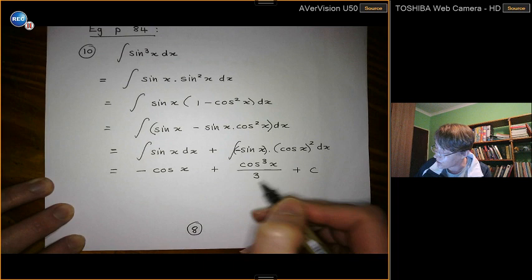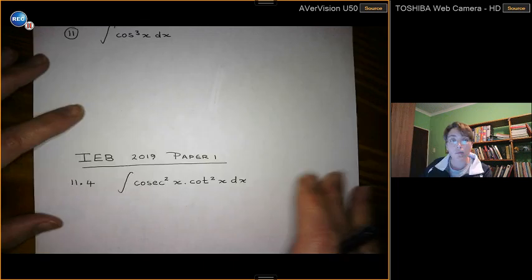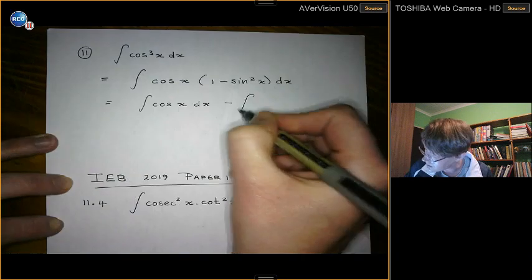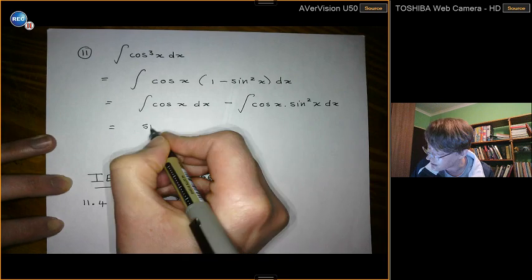Okay. There's one more like this over here, number 11, and this one is also pretty easy and straightforward. You split that up into cos of x times cos squared of x. So cos squared of x is then going to be 1 minus sine squared of x. And then I've got the integral of cos of x dx minus then cos of x times sine squared x. There you go. So this one, cos of x is a standard integral. The integral of cos of x is sine of x.